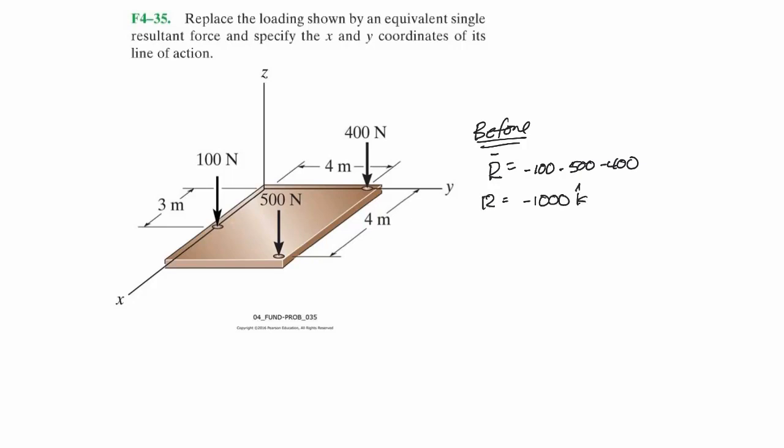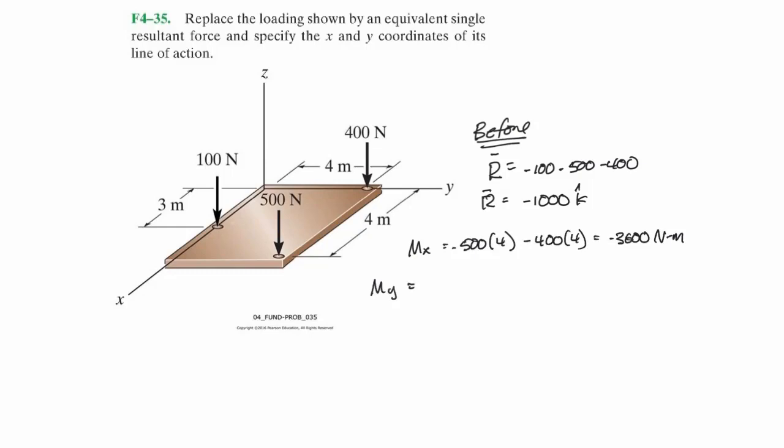That's the resultant. The moments about the x-axis before: this force has no moment about the x-axis. It goes through the x-axis. This force has this lever arm, so that's 4, and this force also has a lever arm of 4. So let's go ahead and write those down. So that'd be 500 times 4 minus 400 times 4. Those are both in the negative direction, so that's going to be equal to negative 3600 Newton meters.